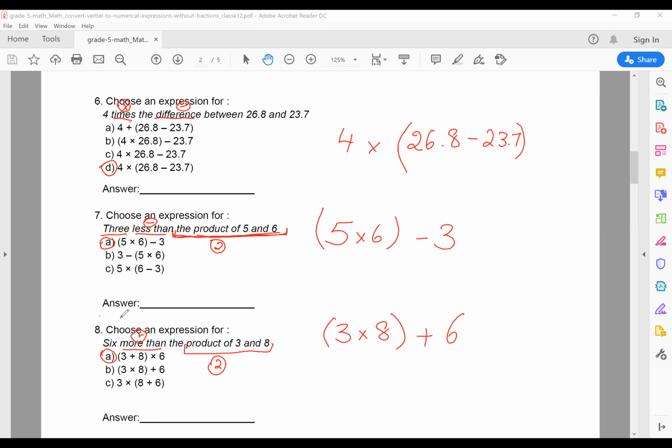Now, through all these examples, I hope that this lesson was clear and that you got to understand how to write numerical expressions.